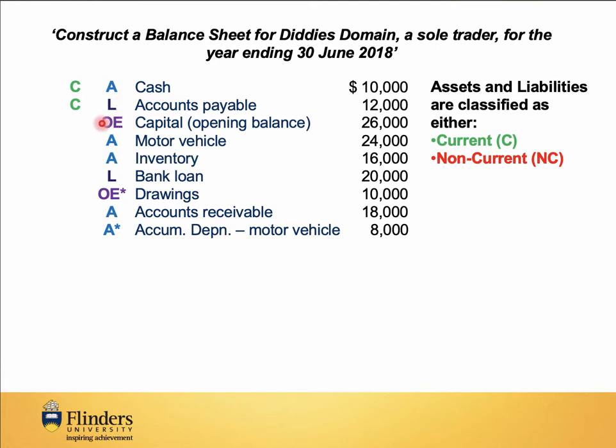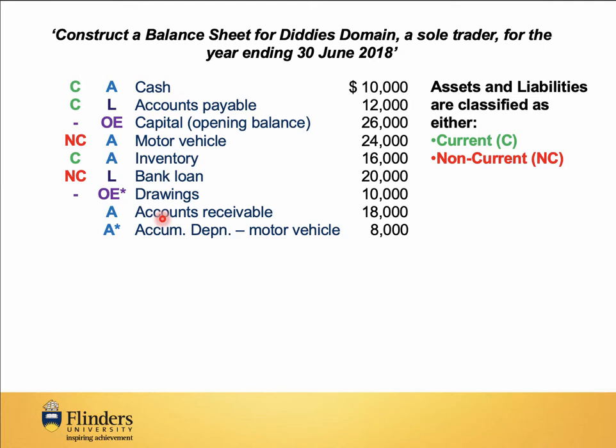Capital is owner's equity, so no further classification for that. Motor vehicle is an asset and it's a non-current asset because the business is unlikely to convert this to cash in less than 12 months. Inventory is the main trading asset for a business, so that's definitely a current asset. Bank loan always refers to a long-term loan unless otherwise specified, so it's a non-current liability. Drawings is owner's equity, so no classification anymore.